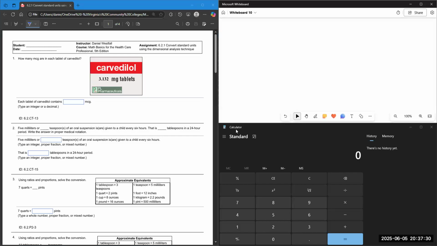In this video, we're going to talk about 6.2, Objective 1. This will just be our introduction to the concept. We're going to convert standard units using the dimensional analysis technique. These problems, again, just serve as an introduction.